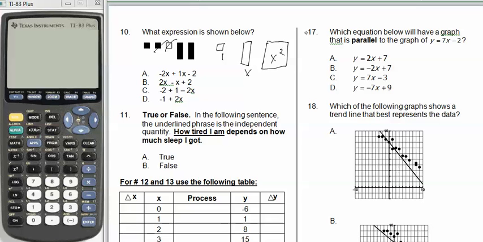Alright, so welcome to page 2 of the review. Again, I'm not going to be just circling any answers, so if you're not listening, you're not going to get a lot out of this. If you're listening, I'm going to kind of explain every problem.